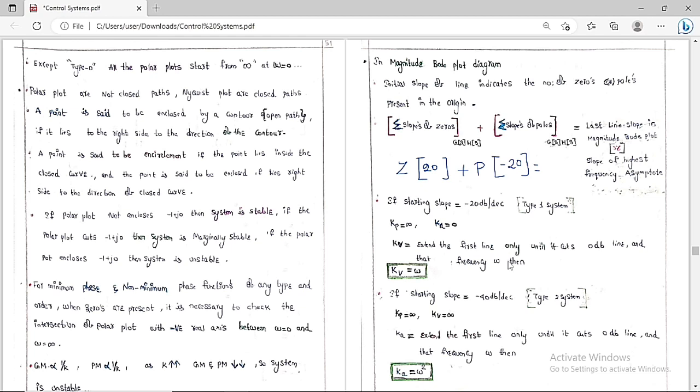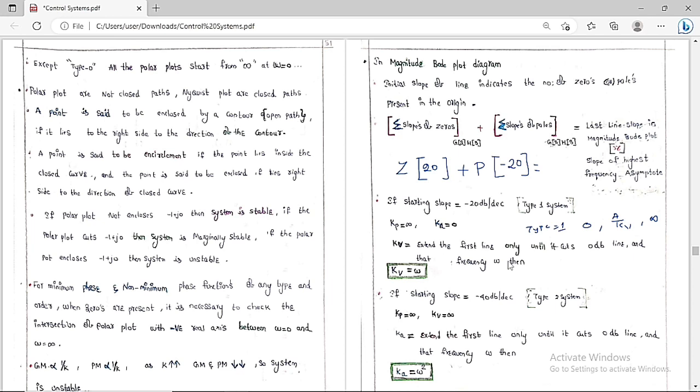Basically, for a type 1 system, for a unit step input, what is the steady state error? 0, right? And for a ramp input, what is the steady state error? It is A by Kv. And for a parabolic input, what is the steady state error? It is equal to infinity. This I have already told you. If the steady state error is equal to 0, what is the value of Kp?